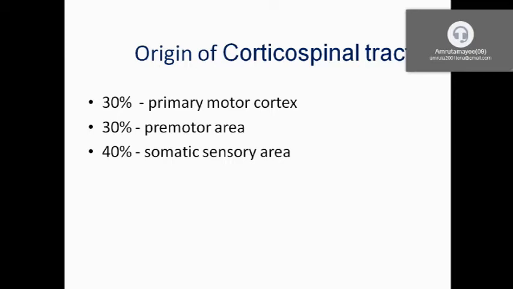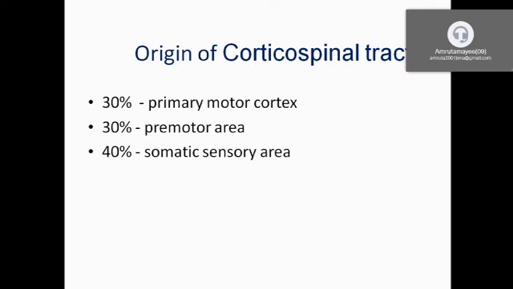As usual for any tract which we have seen, you have to explain its origin, pathway, connection, termination, and function. So these are the five to six points we will see. Start with the origin of the corticospinal tract. It arises from the cortical regions, mostly from the motor cortex, as the main function of this descending tract is to control motor activity.